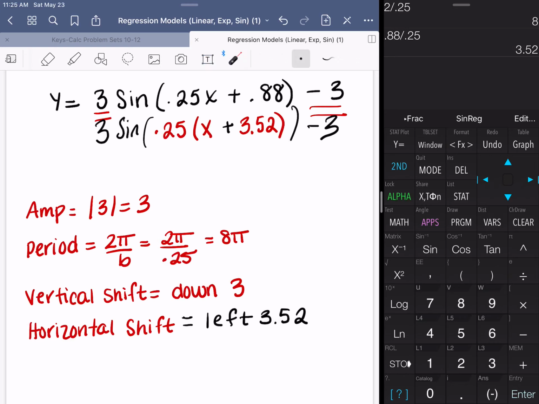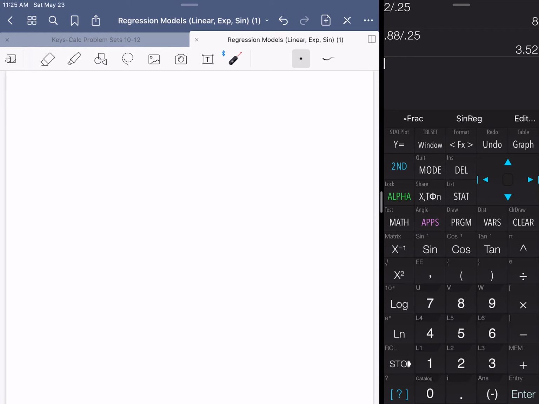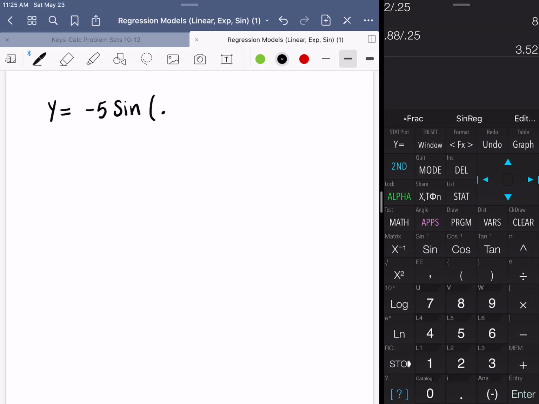I feel like we should do one more, and we'll just focus on the horizontal shift. Okay, so let's say we have y equals negative 5 sine of 0.75 x minus 0.95 and then plus 1. So, all right, I changed my mind. Let's do it all. So we have the amplitude, which is the absolute value of the number in front. So the absolute value of negative 5 is 5.